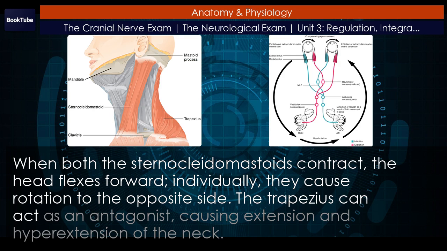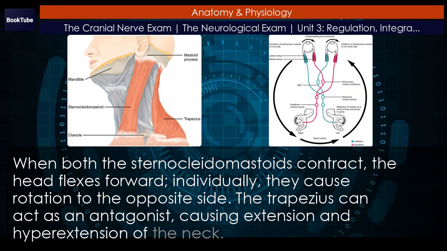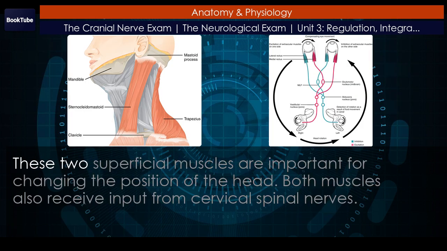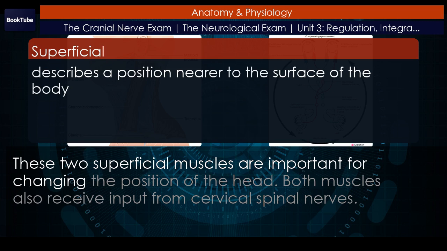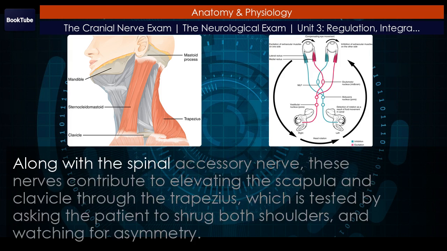The trapezius can act as an antagonist, causing extension and hyperextension of the neck. These two superficial muscles are important for changing the position of the head. Both muscles also receive input from cervical spinal nerves, along with the spinal accessory nerve.